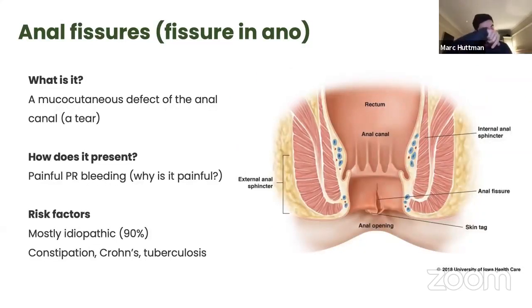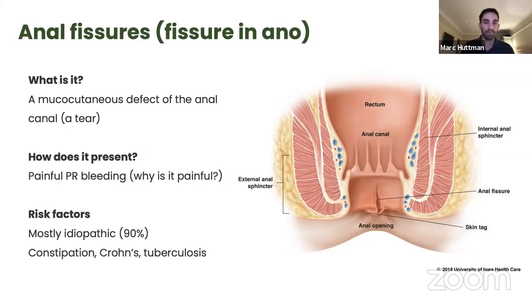Let's move on to the next most common benign anorectal disease, which is anal fissures, aka fissure in ano. What is it? It's a mucocutaneous, i.e. mucosa and skin, remember that pectinate line, defect of the anal canal, basically a tear. Very painful, as you can imagine, and so it presents with painful PR bleeding.